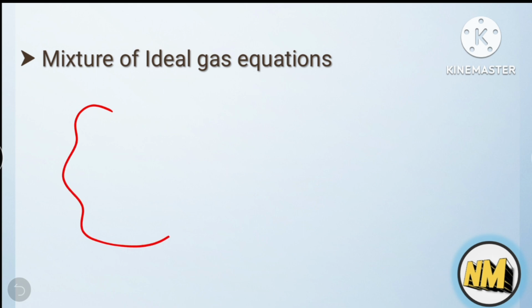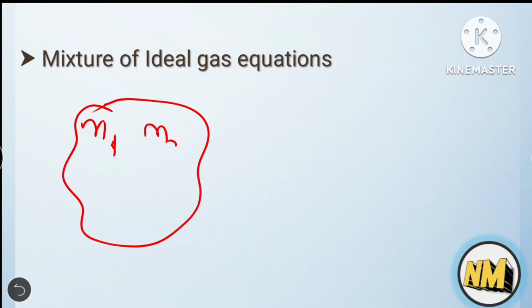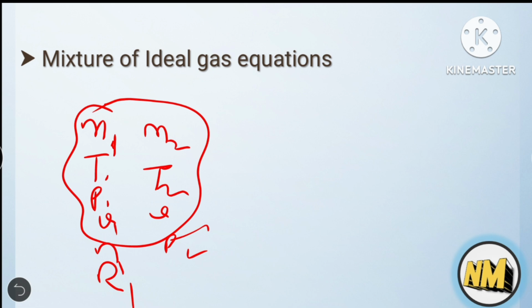If you see the concept of a mixture of ideal gases, that means we take two ideal gases in one place. Any ideal gas has a number of moles, temperature, pressure and volume. The first ideal gas is 1 and the second ideal gas we take as 2, so the masses are m1 and m2. For the first gas we write temperature T1, pressure P1, volume V1, number of moles N1 and characteristic gas constant R1. For the second gas, temperature T2, volume V2, pressure P2, number of moles N2.